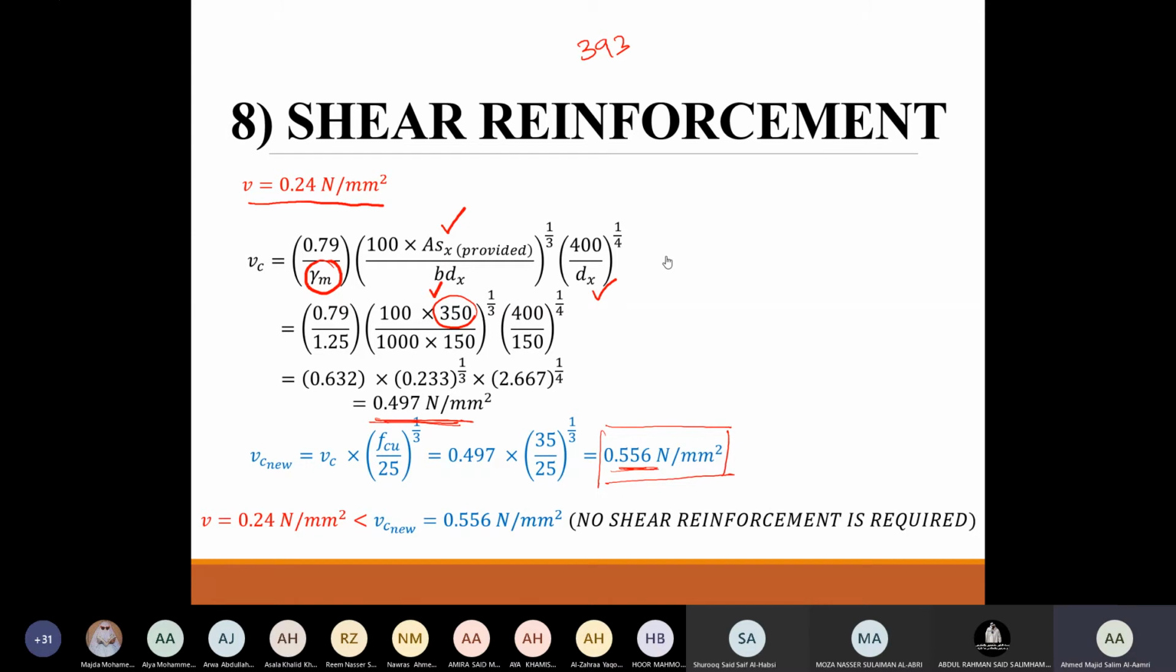But for example, in a beam, yes, your V can be more than vc. At that time, you are going to supply shear reinforcement according to case 1, case 2, case 3, whatever you have studied in design of structures.